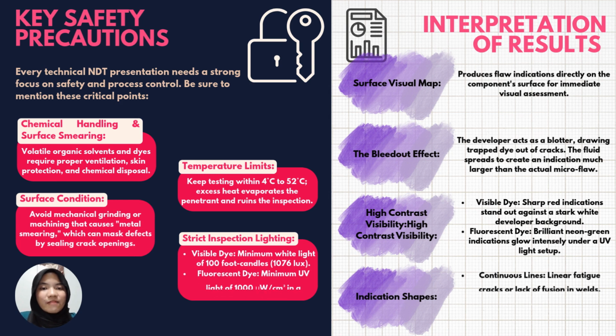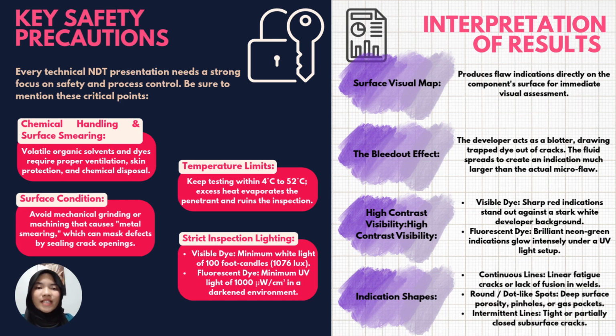Next, I will explain the key safety precautions and interpretation of results in liquid penetrant testing. First, proper chemical handling and surface smearing prevention are important because penetrant, developer, and the cleaning solvent may contain volatile substances, while excessive blending or machining can seal the crack openings and affect the inspection accuracy. Second, the surface must be clean and free from contaminants to ensure the penetrant can enter any surface defect. Third, inspection should be conducted within the recommended temperature limits of 4 degrees Celsius to 52 degrees Celsius, as temperatures outside this range may reduce the effectiveness of the testing materials.